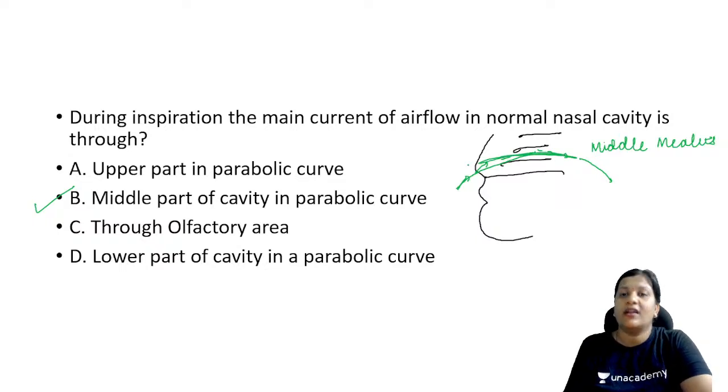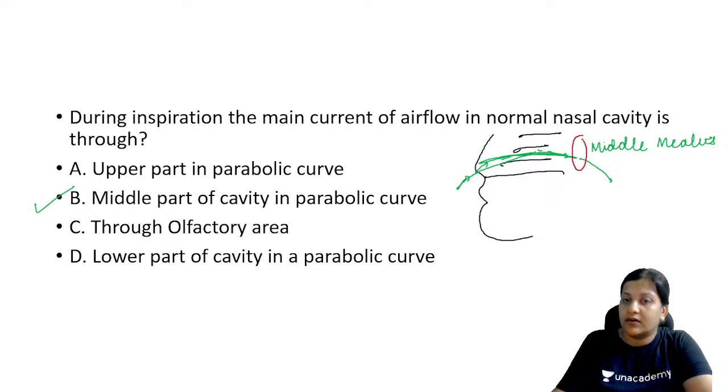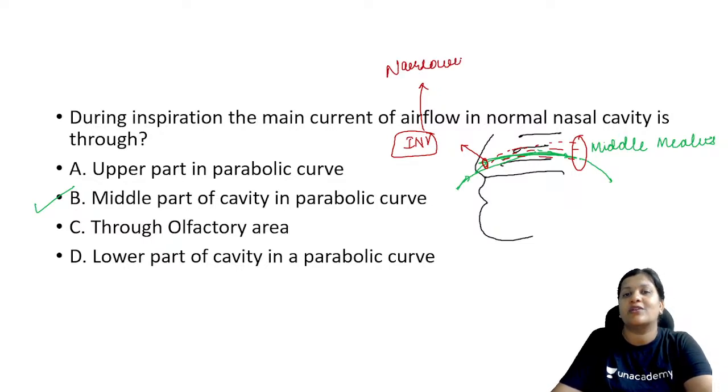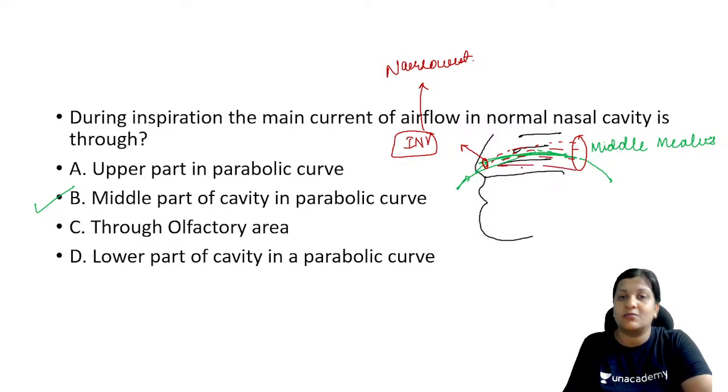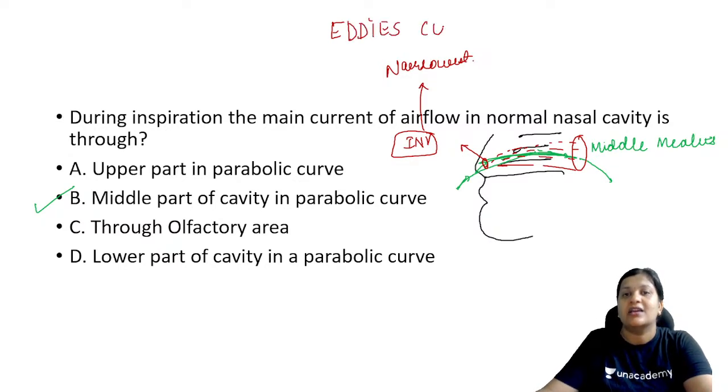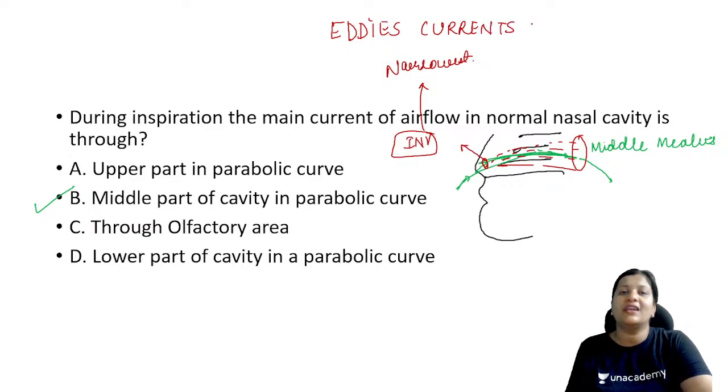During expiration, air currents flow from the larger choana to the smaller vestibule. Here in the vestibule you have a valve called the internal nasal valve, which is the narrowest portion of the nasal cavity. When the air current flows from the choana to the vestibule at the level of the internal nasal valve, circular currents are established, and these are called eddy currents. These eddy currents help in ventilation of the sinuses.